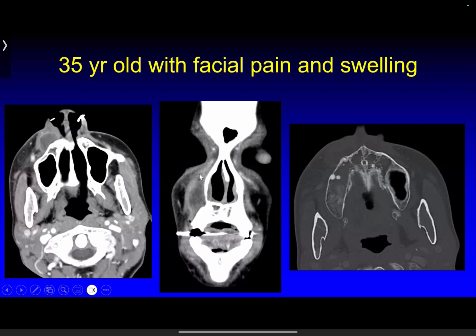The coronal image is also showing that rim-enhancing fluid collection along that right maxillary alveolar ridge consistent with an abscess. And on the bone windows, you can see the subtle periapical lucency surrounding the root of what appears to be a right maxillary canine tooth. And there is a focal cortical dehiscence along its buccal margin. So this is an odontogenic abscess arising from a carious right maxillary canine tooth.